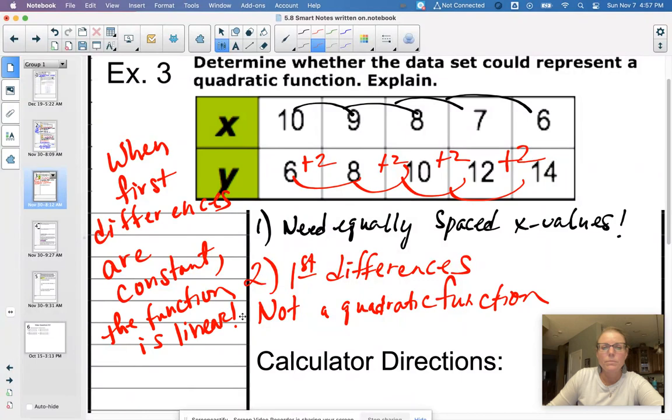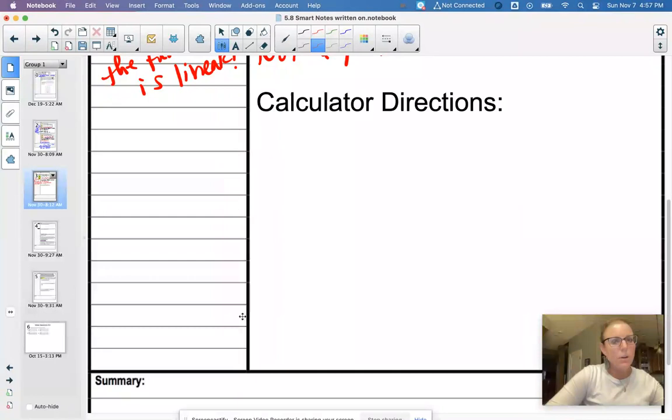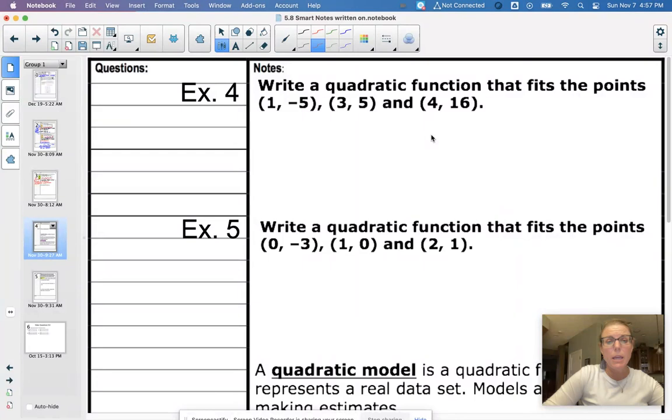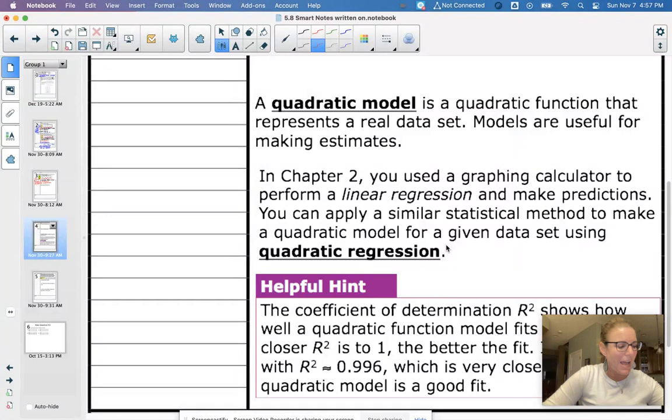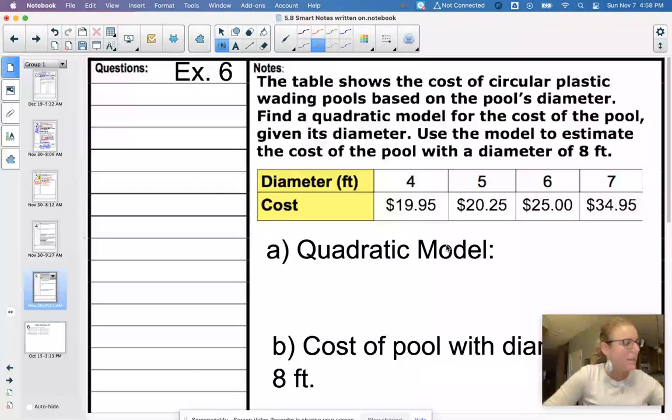All right. So now it says calculator directions. We are going to be doing that in class because I'm going to show you how to write a quadratic function using a graphing calculator. So yes, you need to bring your graphing calculator to class. And let's see, the rest of this, we're also going to look at this in class. And example six in class.